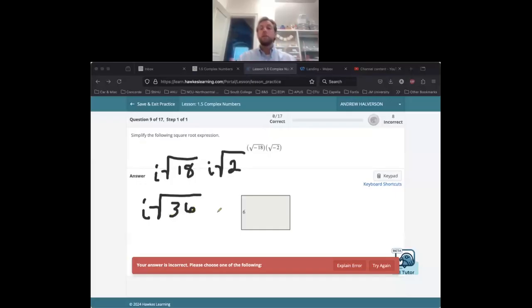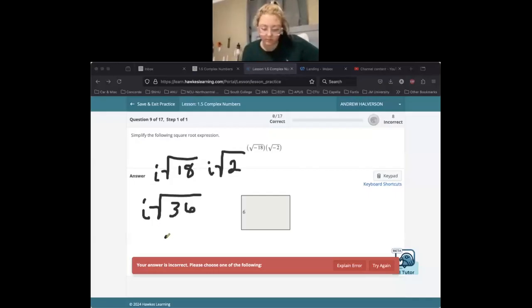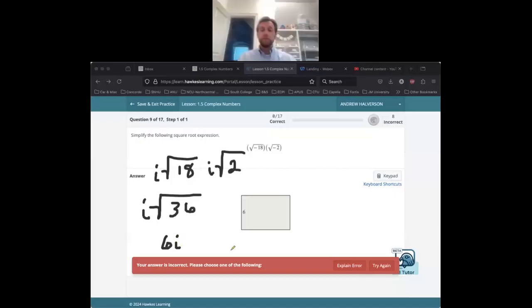And now you would ask yourself, can I simplify the square root of 36? And how will we simplify the square root of 36? 6. Yeah. So the square root of 36 becomes 6, and we just bring that I from the outside and attach it to the front. 6I. Oh, whoops, wrong. Hold on. Remember, this is I squared. I forgot, it's 6I squared.